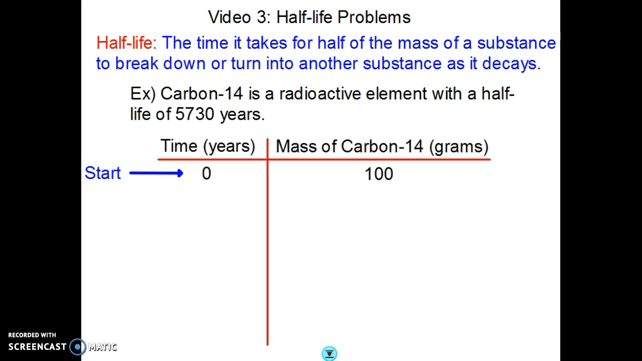So for example, carbon-14 is a radioactive element that has a half-life of 5,730 years. That means half of it goes away every 5,730 years. Let's look at an example. If at the beginning we had 100 grams of carbon-14, that would mean 5,730 years later, we would only now have 50 grams. We'd have half as much.